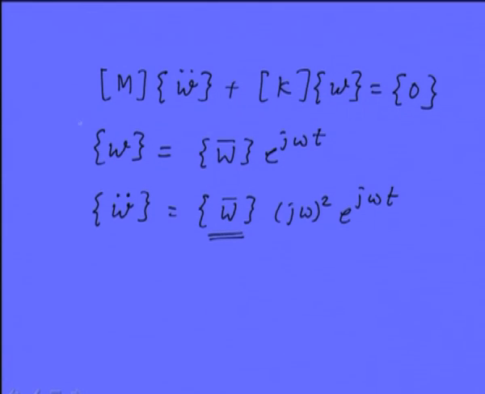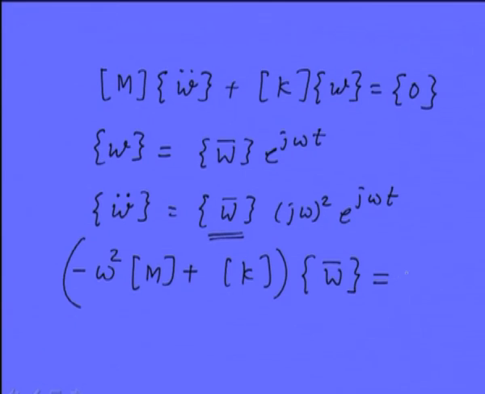And if we substitute this in the governing equation, we will get minus omega square m plus k, and w bar, which is the amplitude, will be common. This is equal to 0. So, this is a standard eigenvalue problem. And we can get the eigenvalues of this system in two forms. Let us see what those two forms are.